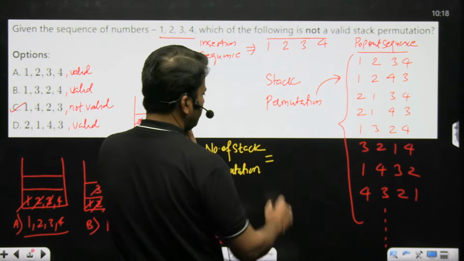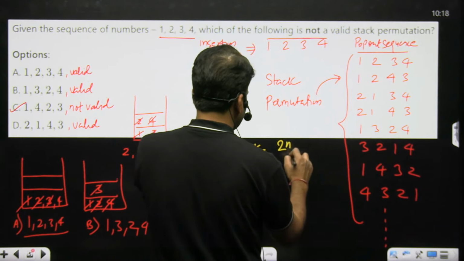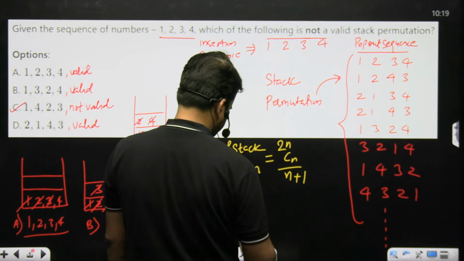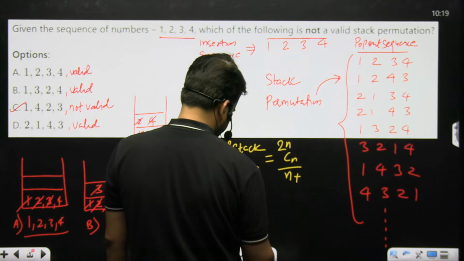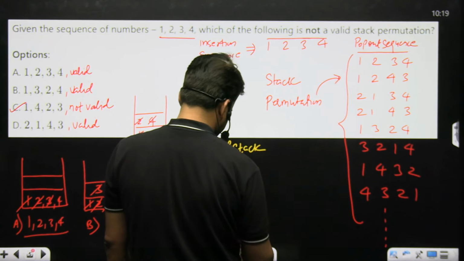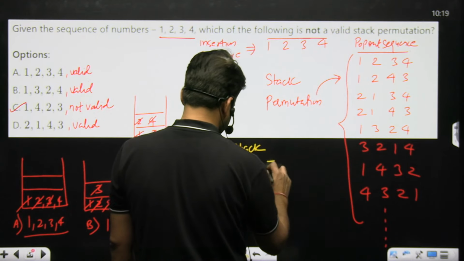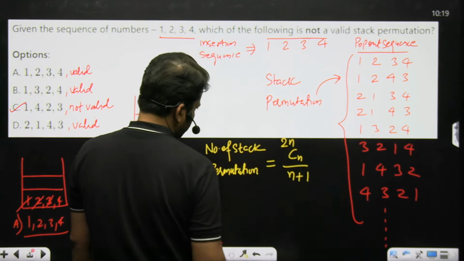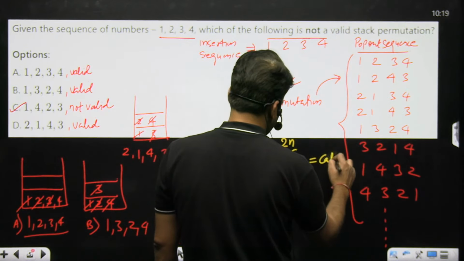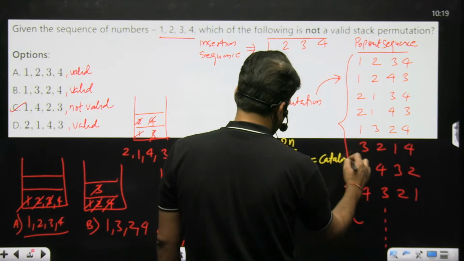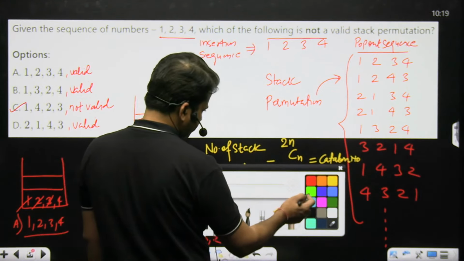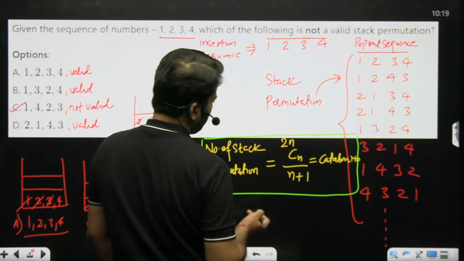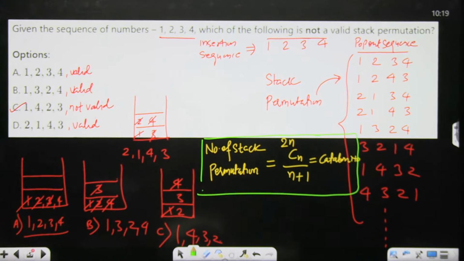If total n, it equals the Catalan number, 2nCn upon n plus 1. So this is equal to the Catalan number, right? This is the formula. The number of valid stack permutations is 2nCn upon n plus 1. Okay.